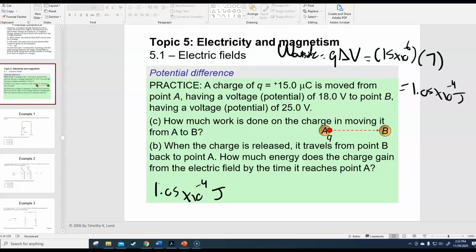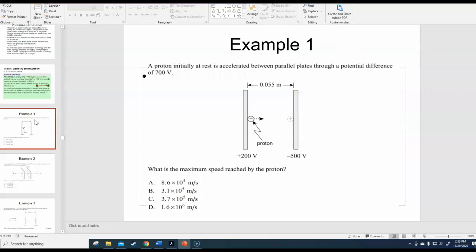Okay, so let's take a look at some more complicated examples. A proton initially at rest is accelerated between two parallel plates through a potential difference of 700 volts. So we have two parallel metal plates, and they are charged. I do want to remind you that this type of charge configuration has a constant electric field. The two charged parallel plates, the capacitor setup, is what it's called.